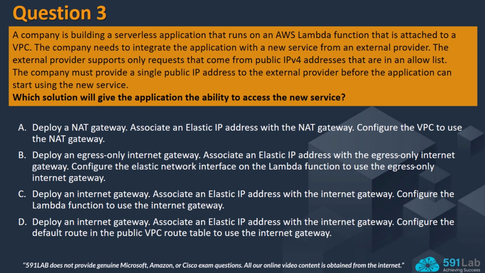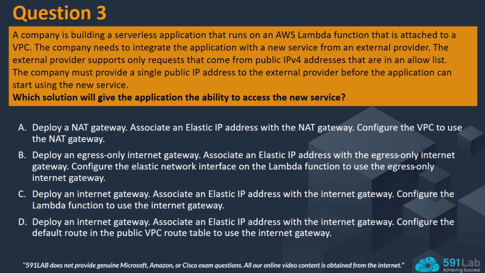Option D. Deploy an internet gateway. Associate an elastic IP address with the internet gateway. Configure the default route in the public VPC route table to use the internet gateway. Configuring the default route in the public VPC route table to use the internet gateway would provide internet access to resources within the VPC. However, it does not provide a way to specify a single public IPv4 address for outbound traffic as required by the external service provider.